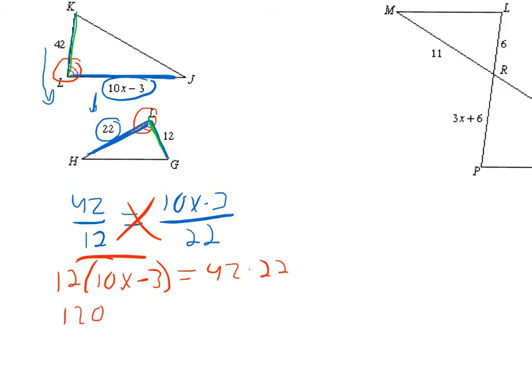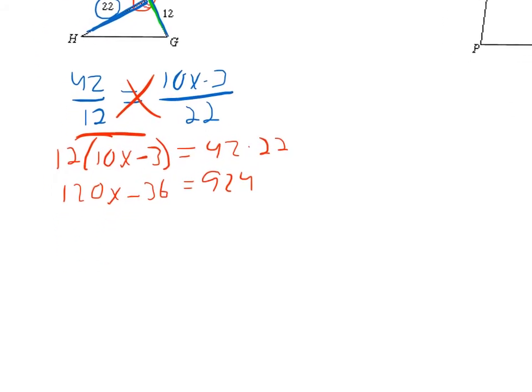Distribute: 120x minus 36 equals 924. Then we would add 36 to both sides and get 960. Divide by 120 and we get 8.